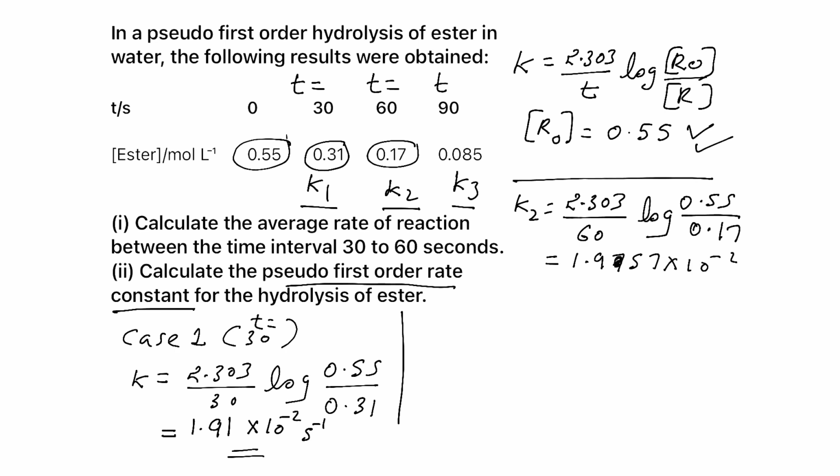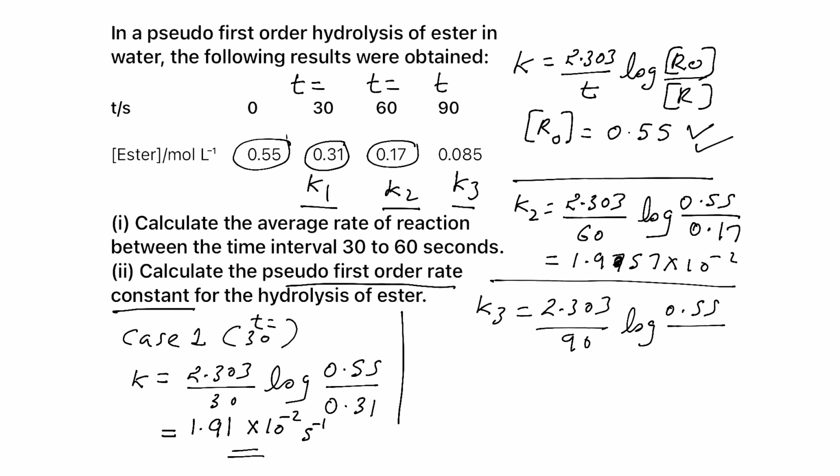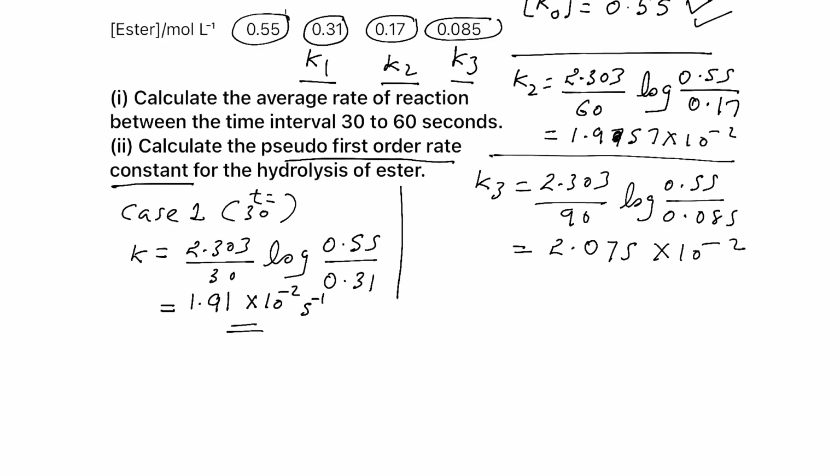Now third case, when time T is equal to 90 seconds. Okay, so K3 is equal to 2.303 by 90 log. Initial concentration remains same, 0.55. And what is the final concentration? 0.085. That is the present concentration, right? Okay, on calculating this, you are getting 2.075 into 10 raised to minus 2. Clear? Now, you can see that K1, K2, K3 values are different.